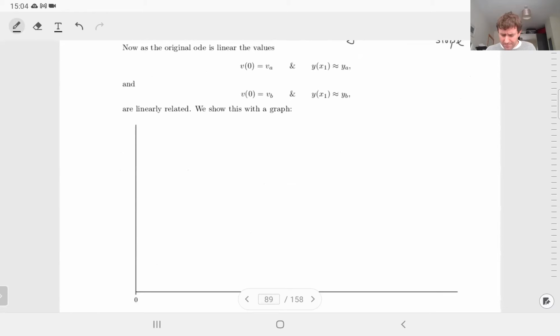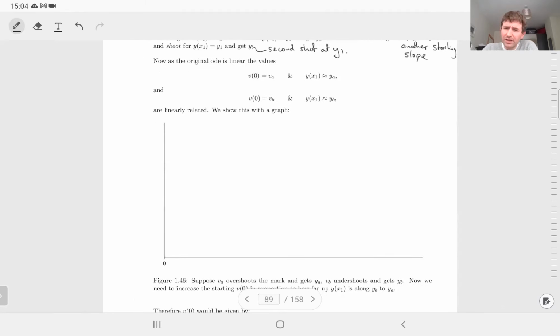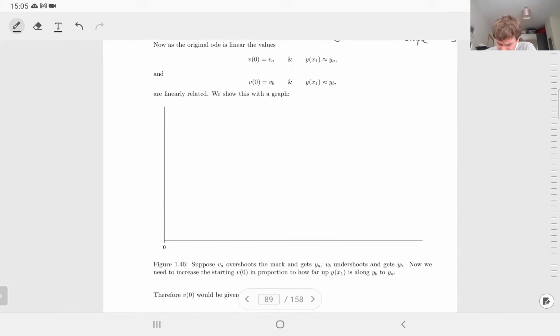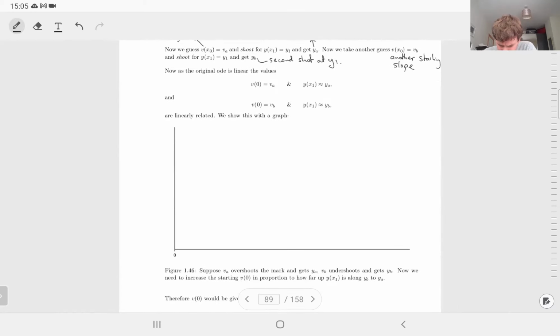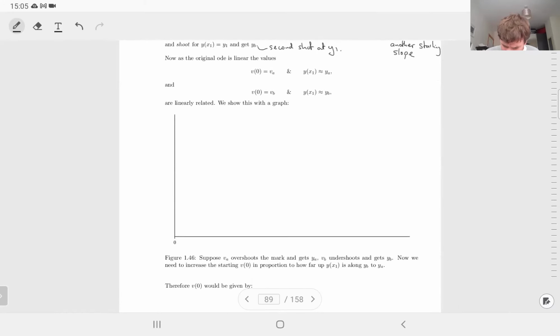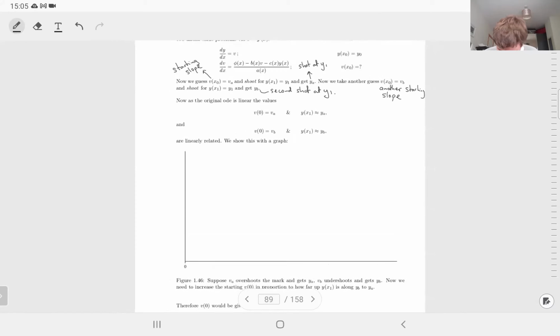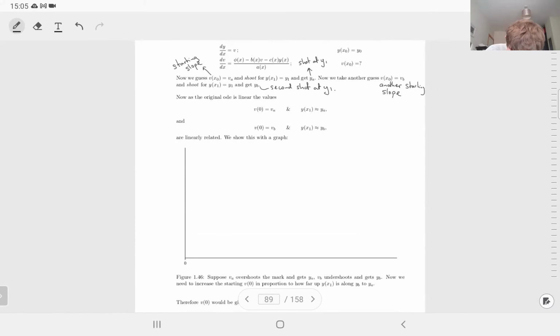Now, usually we think of an undershot and an overshot, but you don't have to have an overshot and an undershot. It just makes a little more sense when you do. So here we're going to start with x equal to zero, so this is saying that x zero is zero.